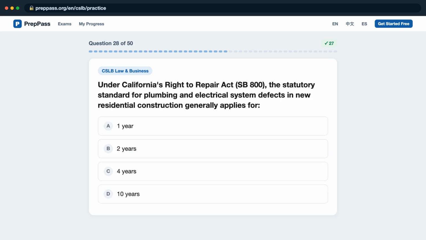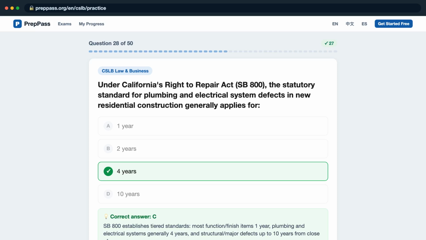Question 28. Under California's Right to Repair Act, SB 800, the statutory standard for plumbing and electrical system defects in new residential construction generally applies for: A. 1 year? B. 2 years? C. 4 years? D. 10 years? The correct answer is C.